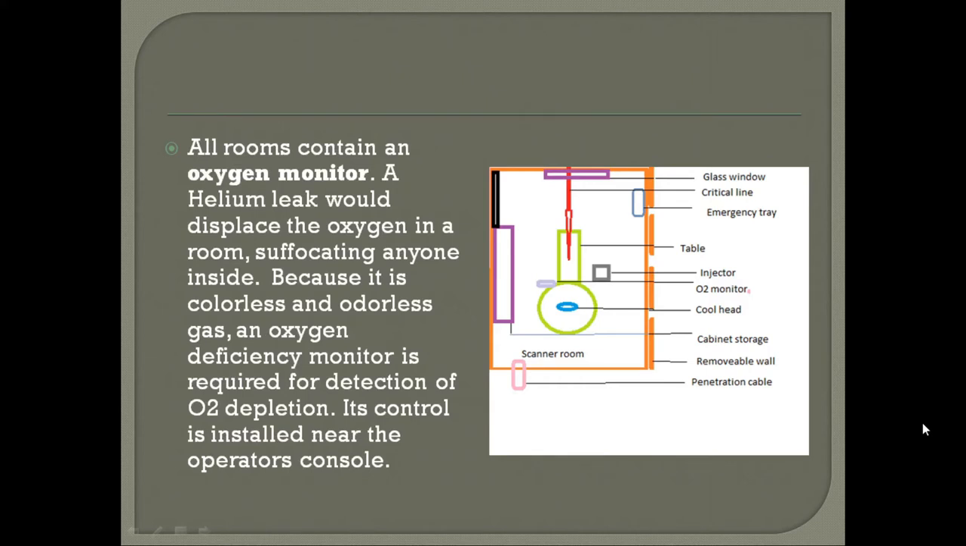All rooms contain an oxygen monitor. A helium leak would displace the oxygen in the room, suffocating anyone inside. Because helium is a colorless and odorless gas, an oxygen deficiency monitor is required for detection of oxygen depletion. Its control is installed near the operator's console.